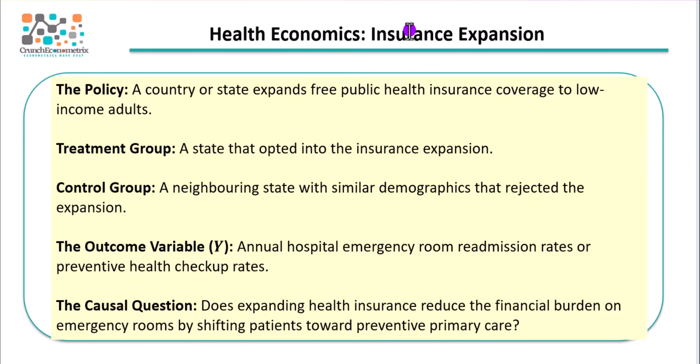Let's look at health economics. Example, insurance expansion. So what is the policy? A country or state decides to expand free public health insurance coverage to low-income adults. The treatment group in this case would be the states that opted into the insurance expansion program. The control group would be a neighboring state with similar demographics but rejected the expansion. The outcome variable in this case can be the annual hospital emergency room readmission rates or preventive health checkup rates.